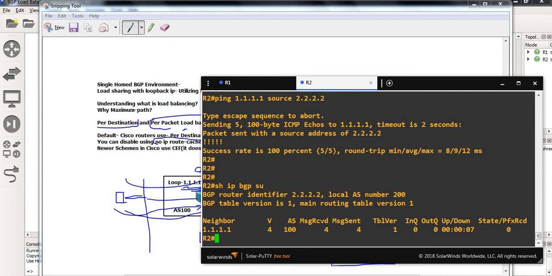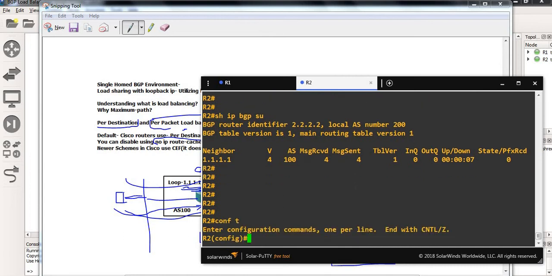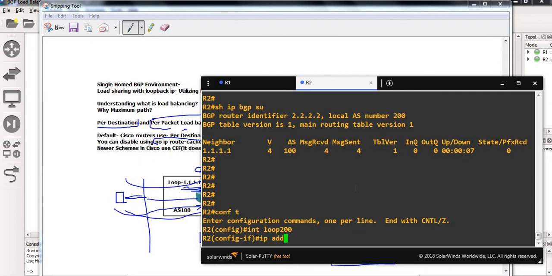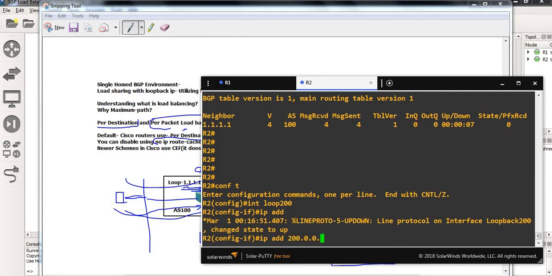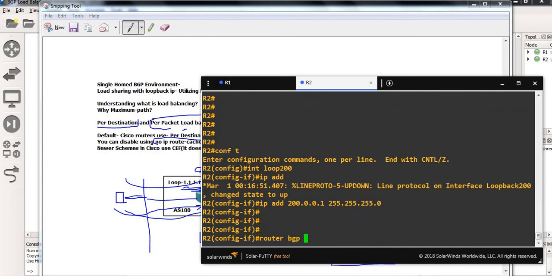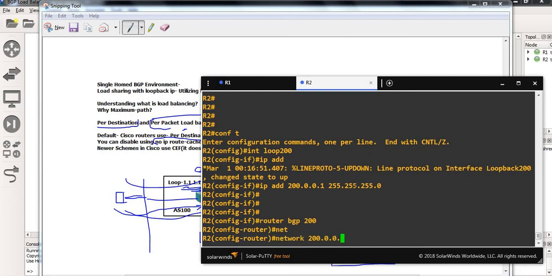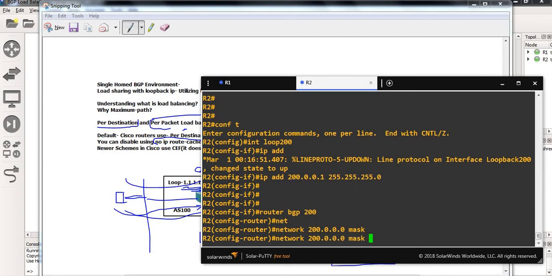It has not received any prefix because we are not advertising anything from router 1. So let's go ahead and advertise some route either from router 2 or router 1. Let's advertise from router 2. Let me configure interface loopback 200, and I'll give IP address as 200.0.0.1, and I will advertise this route into BGP. So to advertise this route, I need to use the network 200.0.0.0 command, mask 255.255.255.0.